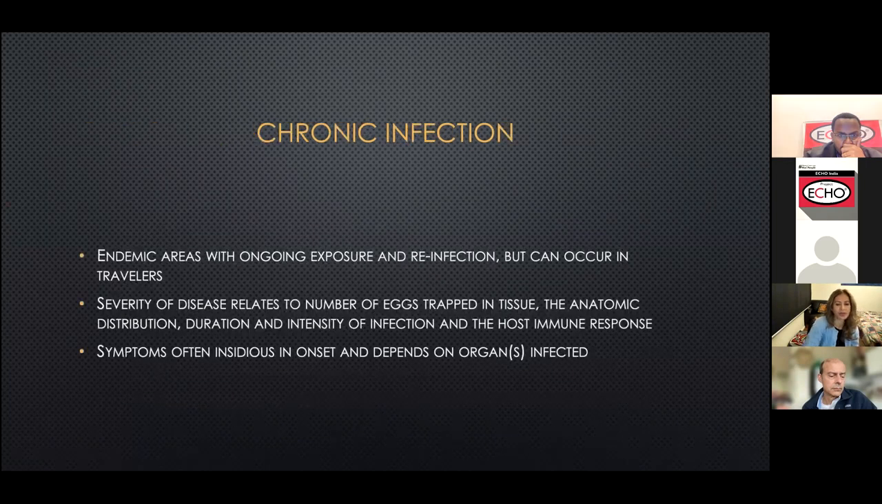The problem really with schistosomiasis is in chronic infection, and we see it later. And this can happen in endemic areas with ongoing exposure as patients get re-exposed even after treatment. But it can occur in travelers as well. The severity of the disease appears to be directly related to the antigenic load, so the number of eggs that are trapped in the tissue, their anatomic distribution, and the duration and intensity of infection. The symptoms are often insidious in onset, and they can depend on the organs that are infected.